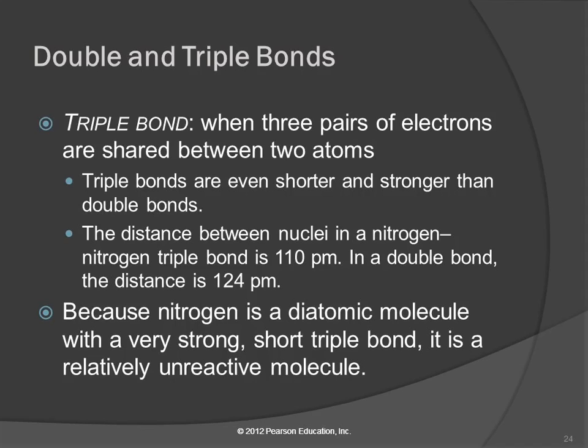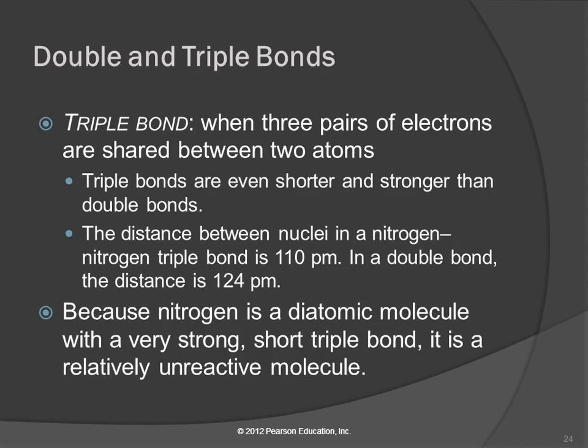So that's called a triple bond, when 3 pairs of electrons are shared. Those are pretty convenient names. Single bond, a single pair. Double bond, a double pair. Triple bond, a triple pair. So the triple bond, as we might imagine, is even shorter and stronger than a double bond. If we look at nitrogen, the triple bond has a length of 110 picometers. The double bond is 124. When you go from a double bond to a triple bond, the distance between the atoms gets smaller. The bond is shorter.